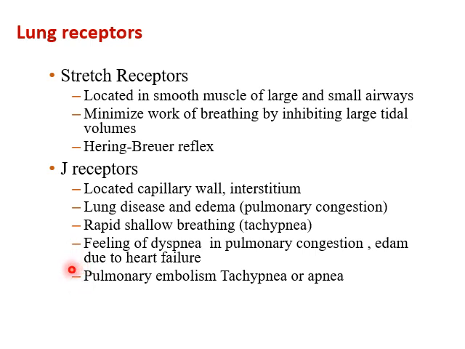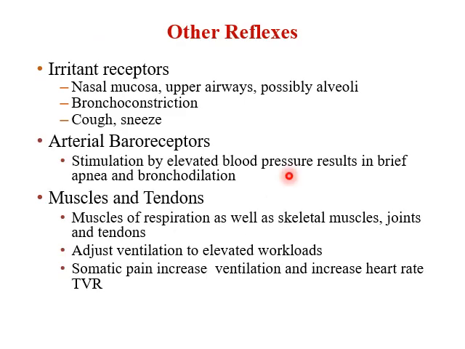Similarly, these receptors seem to be stimulated in a person with pulmonary embolism. And once they are stimulated, they induce either tachypnea or apnea. So the two responses are possible, but I don't know the exact explanation of how these work. We have irritant receptors, which are stimulated by inhalation of irritant substances like pollens or some other gases. These are located in the nasal mucosa, upper airways, and possibly alveoli. When they are stimulated, they cause bronchoconstriction. They may also cause cough and sneezing, and we talked about cough and sneezing early on.